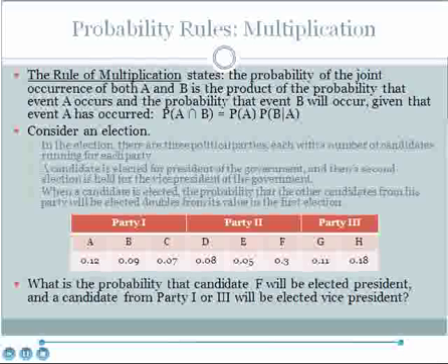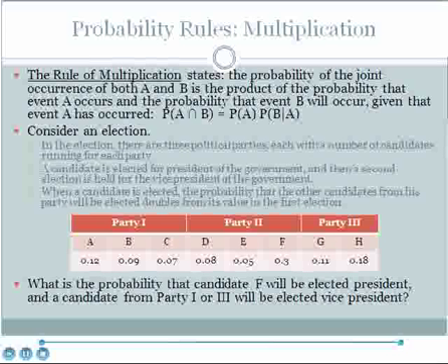Let's consider an example. We're back to our election. In the election, there are 3 political parties, as you'll recall, each with a number of candidates running for each party. First, a candidate is elected president of the government, and then a second election is held for the vice president of the government. When a candidate is elected, the probability that the other candidates from his party will be elected doubles from its value in the first election.